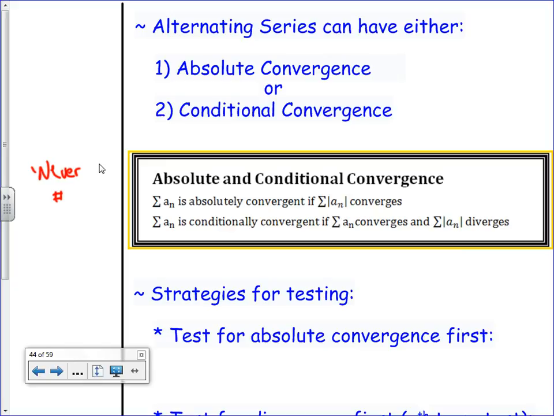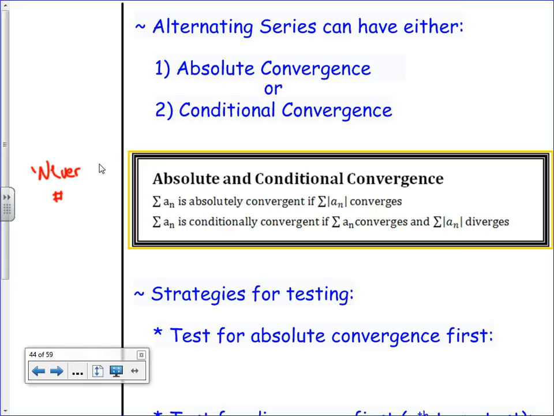We could test for alternating series. You could always test the absolute value first. Why? I don't need a new test. But if the absolute value doesn't work, I don't know and I have to test again the alternating. Does that make sense? If the absolute value works, I know it's absolutely convergent, so I don't even have to test anymore. If the absolute value converges, done. But if the absolute value diverges, I don't know about the alternating one. I have to still check it because it could be conditionally convergent.